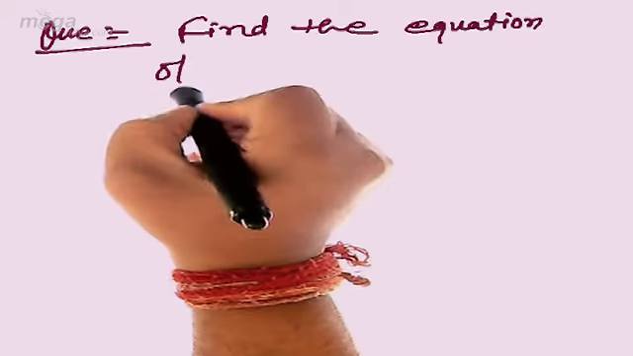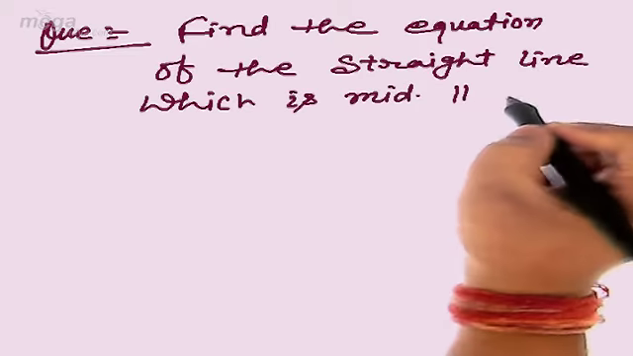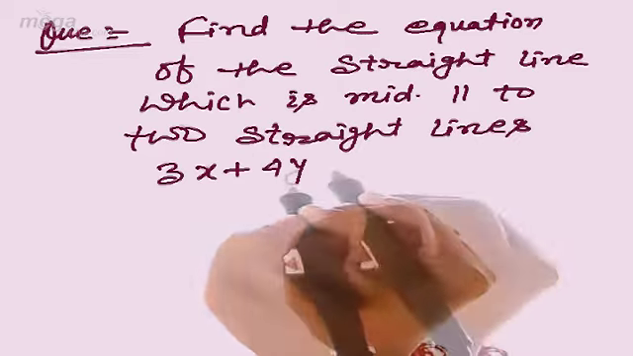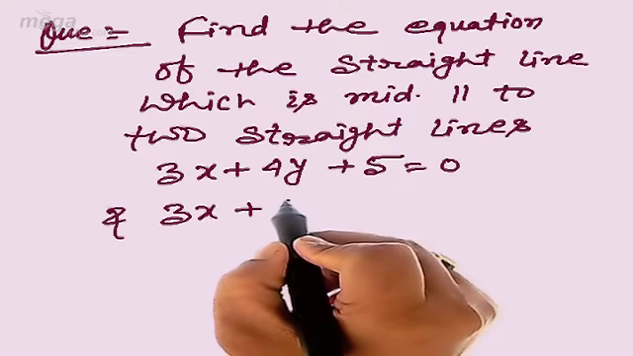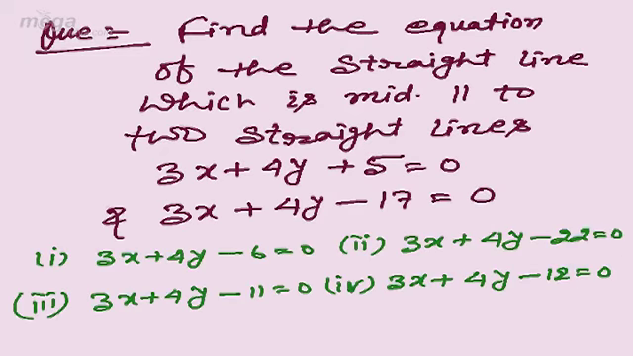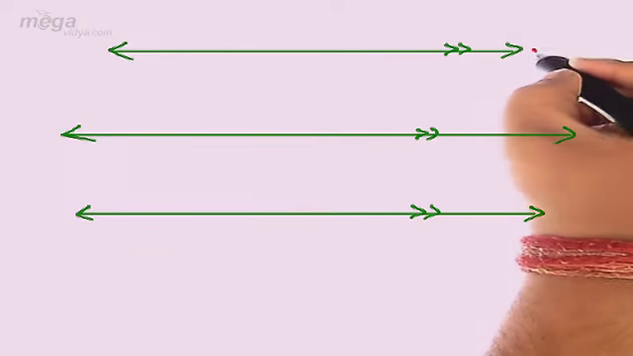Find the equation of the straight line which is mid parallel to the straight lines 3x plus 4y plus 5 equal to 0 and 3x plus 4y minus 17 equal to 0. The four options are: 3x plus 4y minus 6 equal to 0, 3x plus 4y minus 22 equal to 0, 3x plus 4y minus 11 equal to 0, and the fourth option is 3x plus 4y minus 12 equal to 0. I am drawing the figure first.